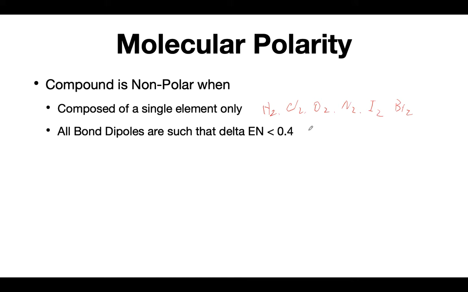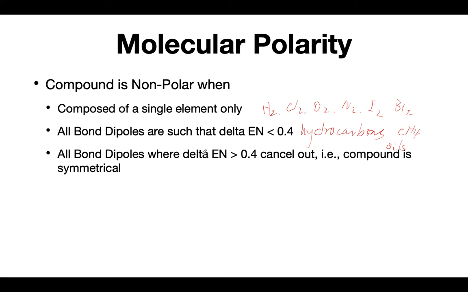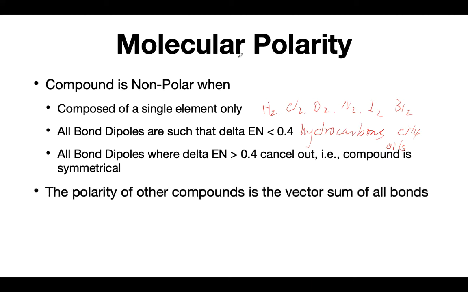Examples are all those hydrocarbons, like CH4 or even oil molecules. Also, even if the difference in electronegativity is greater than 0.4, which indicates individual bonds are polar, they can cancel out if the compounds are symmetric. So the polarity of other compounds is the vector sum of all bonds.